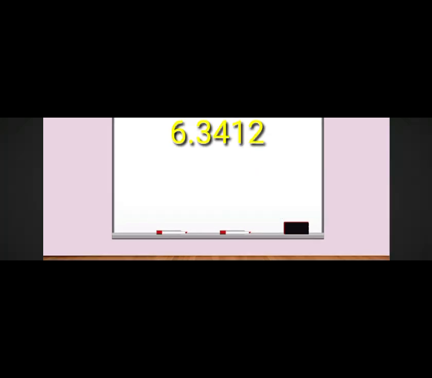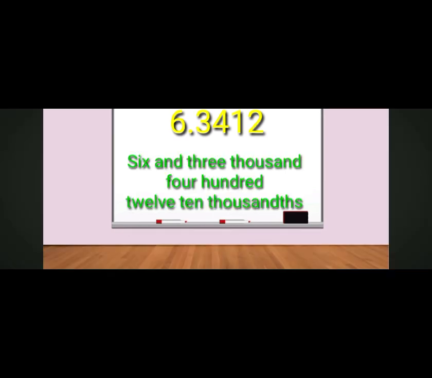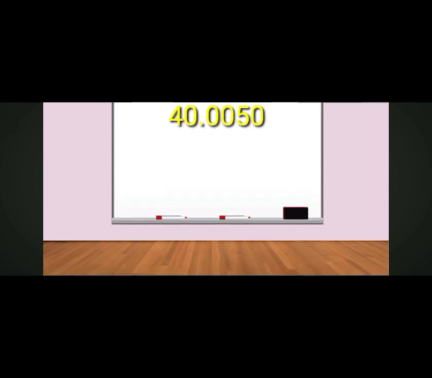We read it 850,000. Next example is 6 and 3,412 10,000. We read it 6 and 3,412 10,000. The place value of the last number 2 is 10,000.